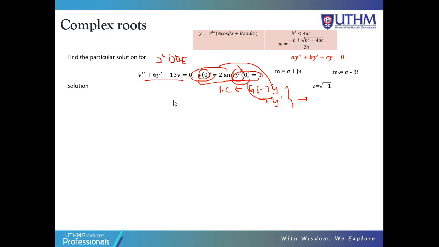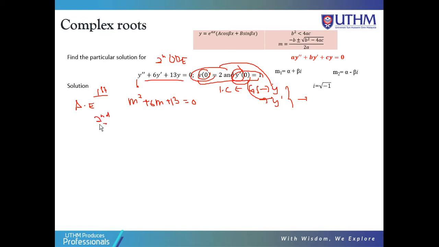So this is the second order ODE. You need to change y double prime to m squared, plus 6 y prime to 6m, and y is 1, so 13 multiplied by 1 gives 13, and that equals 0. Okay, this is the first step, to change the ODE to form the auxiliary equation.